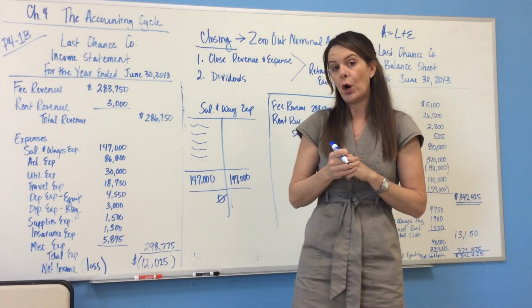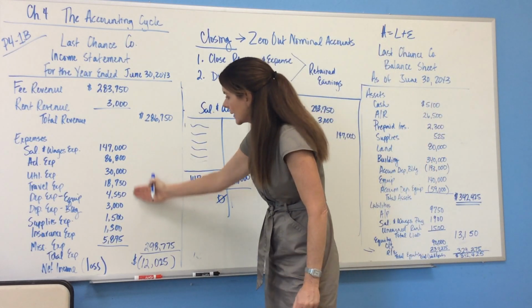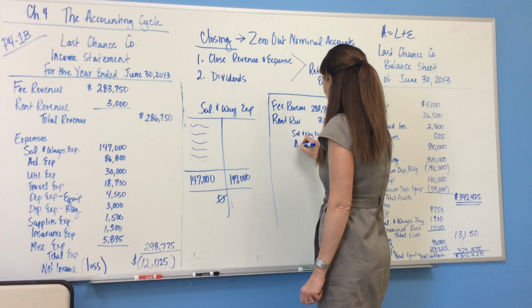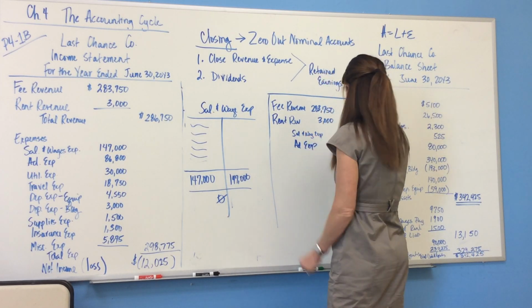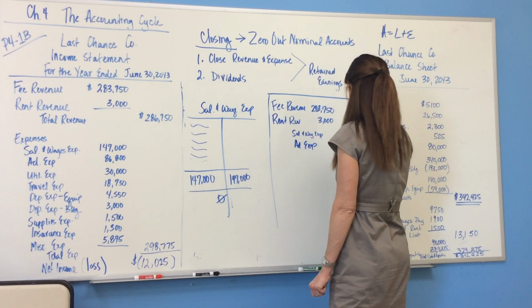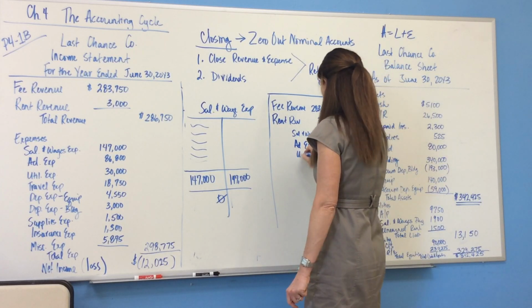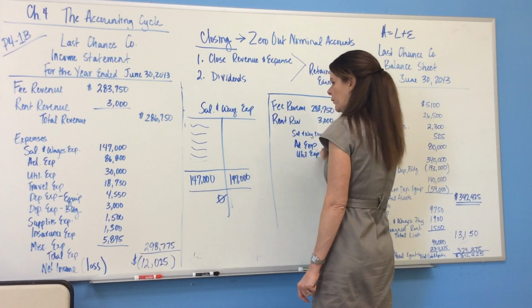So I'm going to do that with all of my expense accounts. I'm going to list them. So I've got advertising expense. That amount is $86,000. $6,800. I've got utility expense, $430.